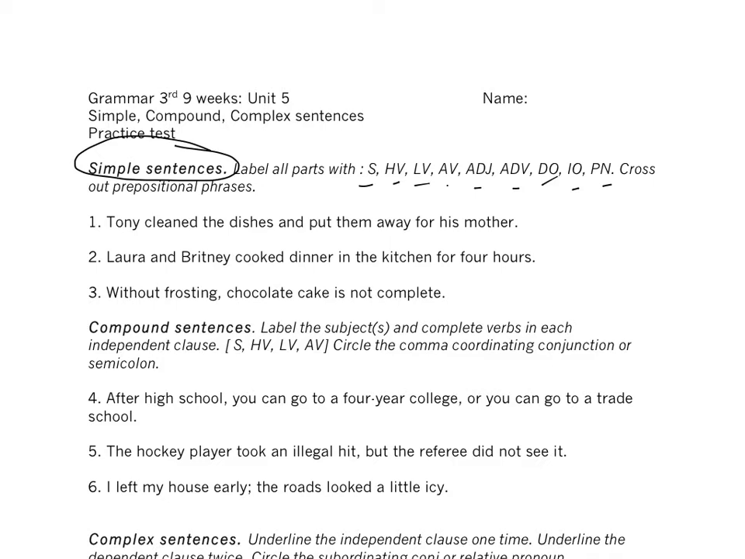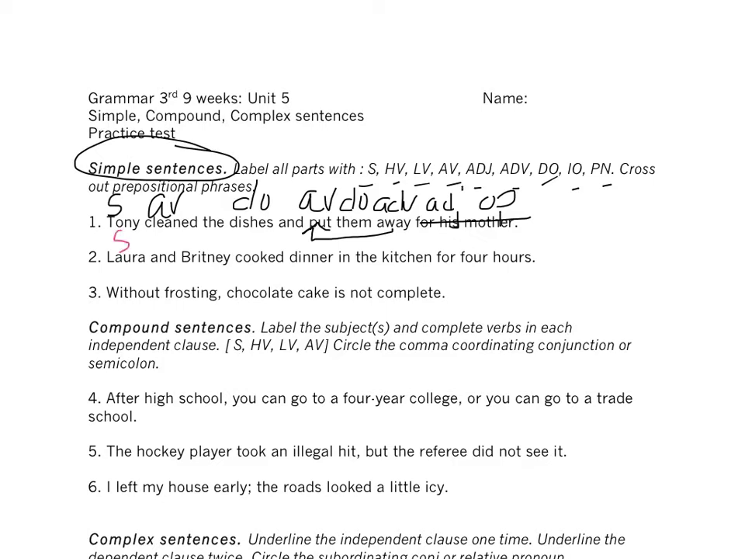So if you look at the first one, the subject is Tony, and the action verb is cleaned, and he put them away. Dishes is what he cleaned, it's a direct object. Them is what he put, so it's a direct object. Away is where he put them, so since away is describing the verb put, it is an adverb. For his mother is a prepositional phrase. This is the object of the preposition, and his is an adjective, his mother.